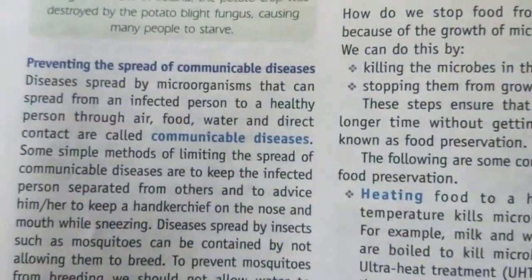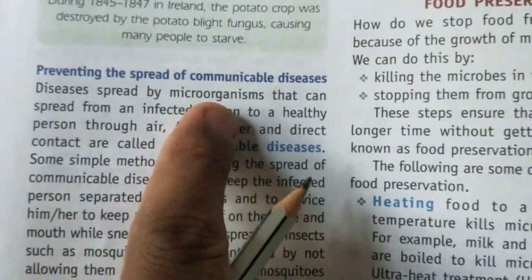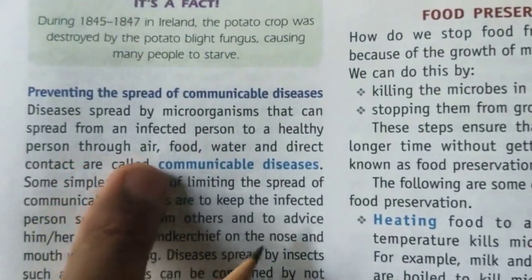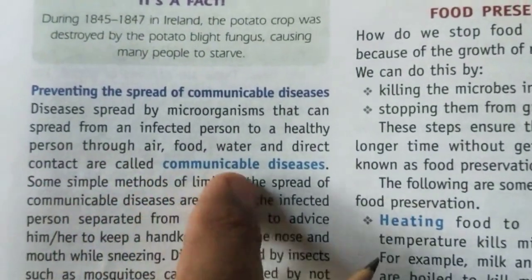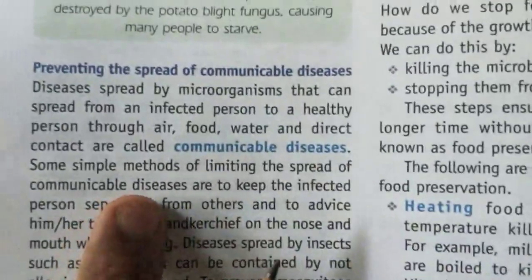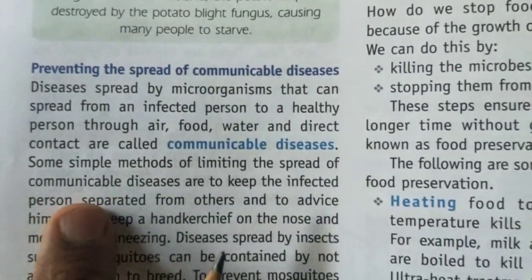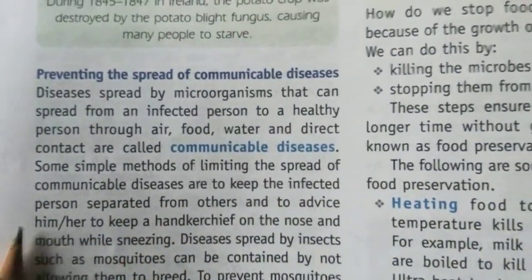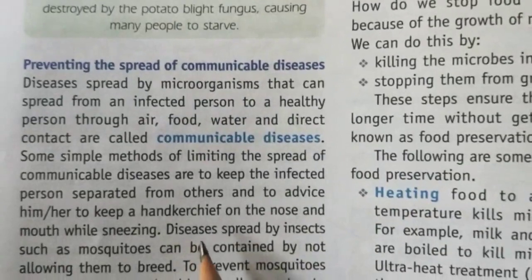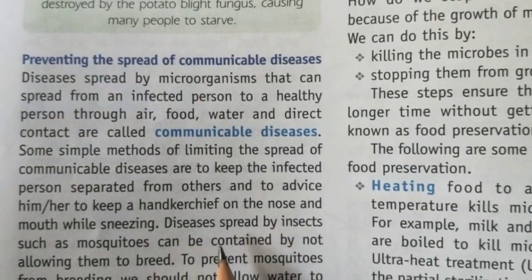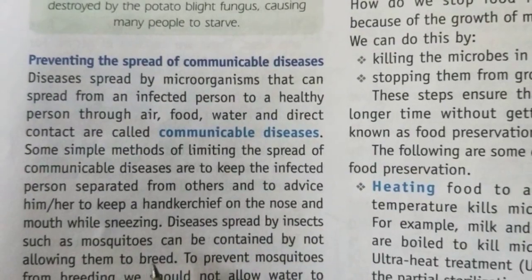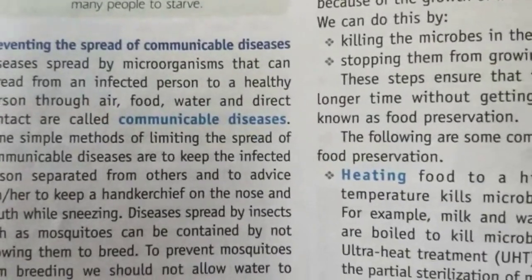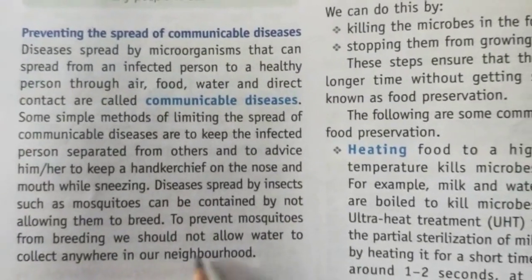Preventing the spread of communicable diseases. Diseases spread by microorganisms that can spread from an infected person to a healthy person through air, food, water and direct contact are called communicable diseases. Some simple methods of limiting their spread are to keep the infected person separated from others and to advise him or her to keep a handkerchief on the nose and mouth while sneezing. Diseases spread by insects such as mosquitoes can be contained by not allowing them to breed. To prevent mosquitoes from breeding, we should not allow water to collect anywhere in our neighborhood.